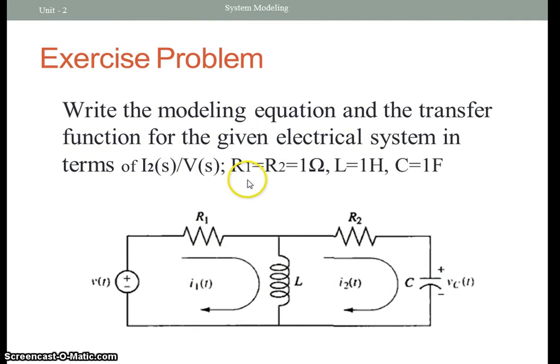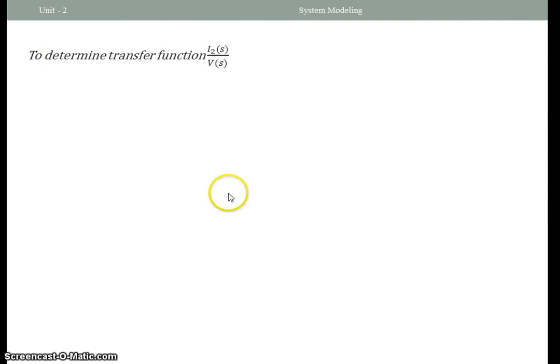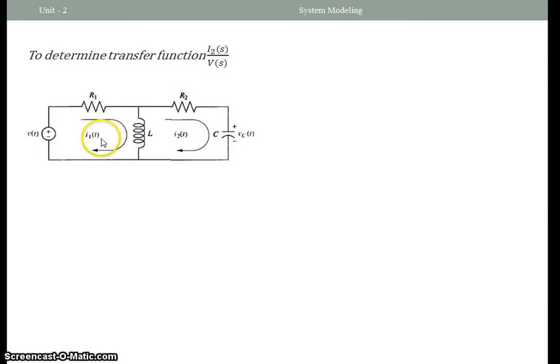And the values of the resistors, the inductor, and the capacitor are given, and these are arbitrary values, and we will be using 1 ohm, 1 Henry, and 1 farad for simplicity of the solution of this problem. So first, by the way, we would like to determine the transfer function I2 of S over V of S, and this is our circuit. Our loop currents are I1 of t, and in the second loop we have I2 of t.